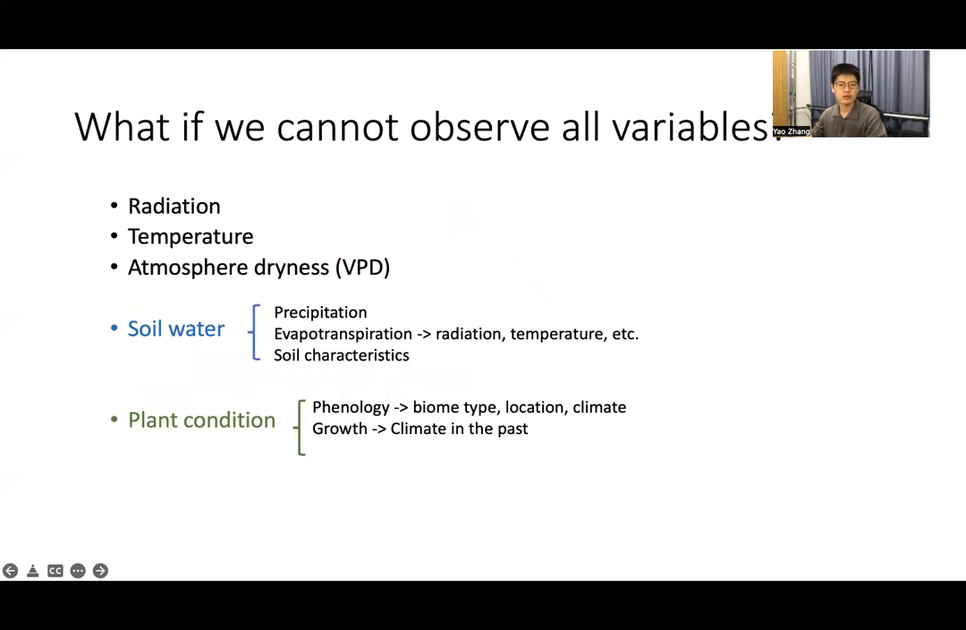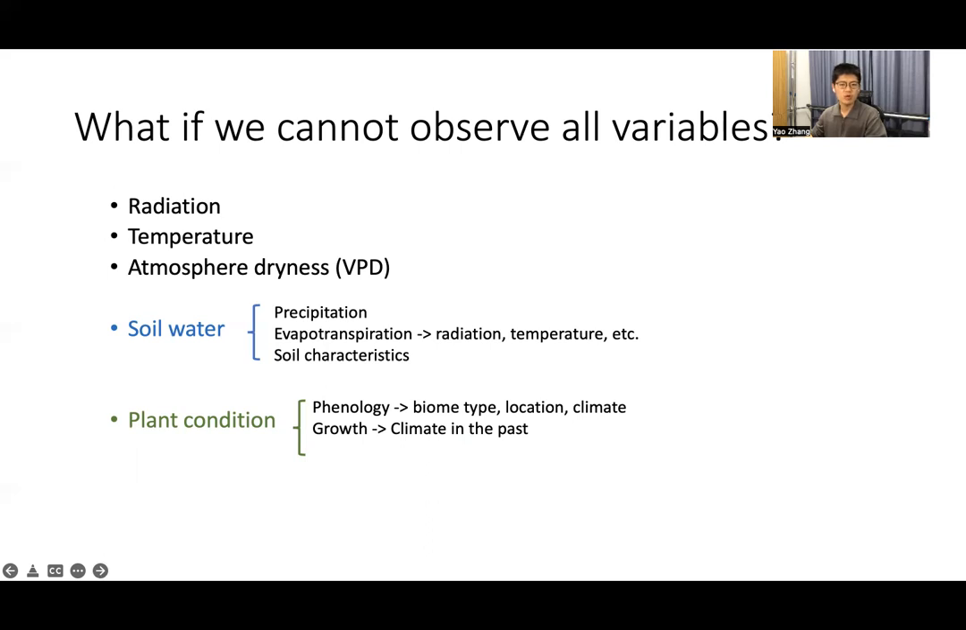However, in the real world, we cannot observe all variables. Some variables are less observed than others. For example, across the globe, we have hundreds of thousands of weather stations that can provide observations of basic climate variables such as radiation, temperature, humidity, and sometimes VPD. But the soil moisture is only observed at less than 3,000 sites across the globe. There are even fewer sites with in situ observations of plant status.